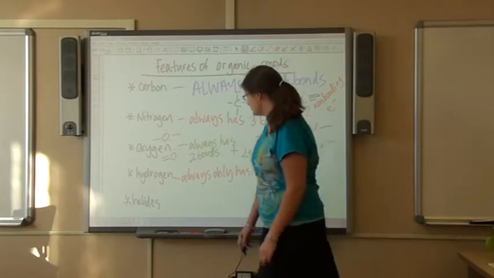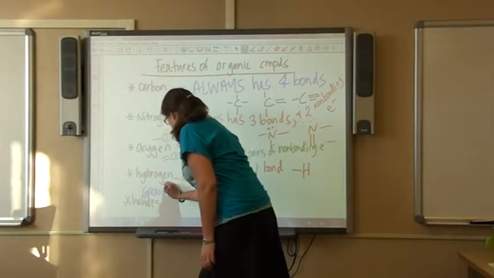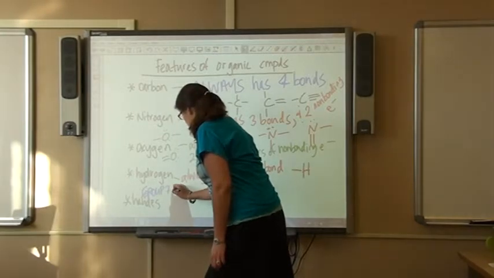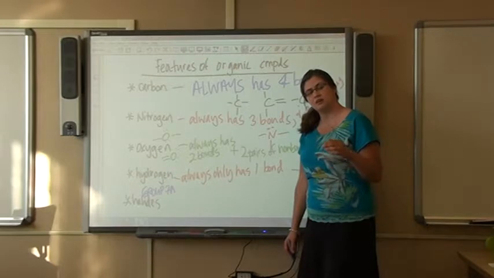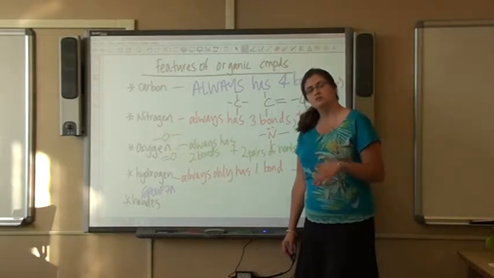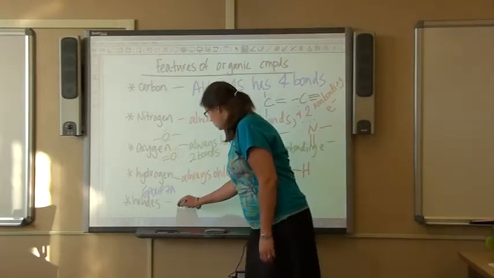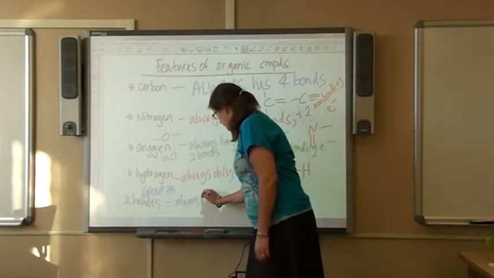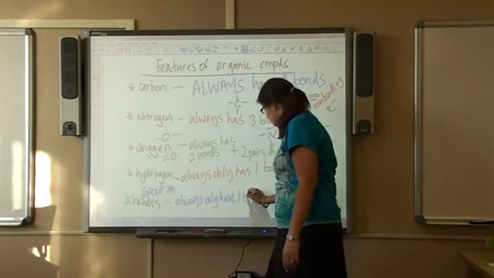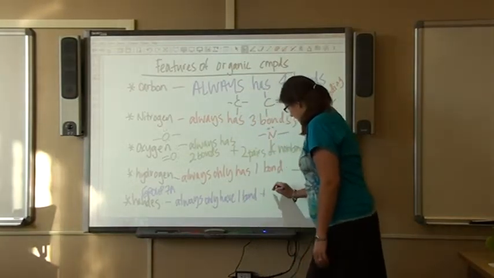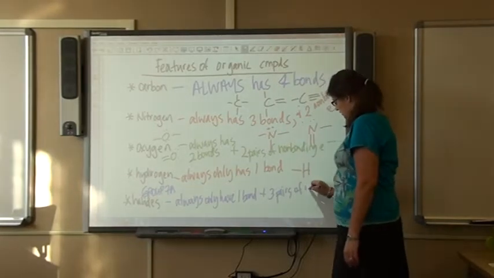halides. I'm not sure if I used this term weeks ago, but halides are group 7A. So if you look on your periodic table, everything fluorine and under, those are called the halides. Halides are always, always, always going to have one bond, but they have 3 pairs of non-bonding electrons.